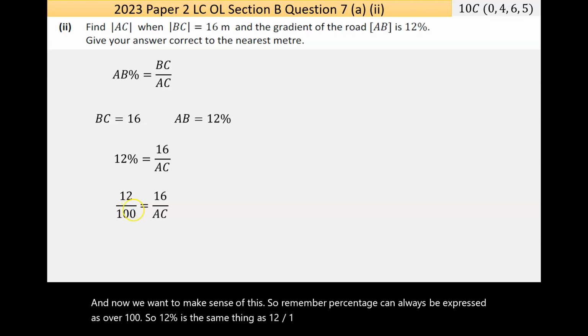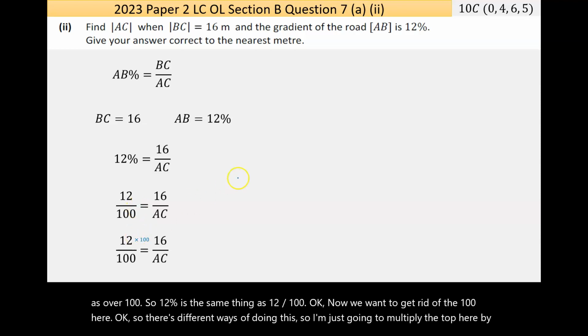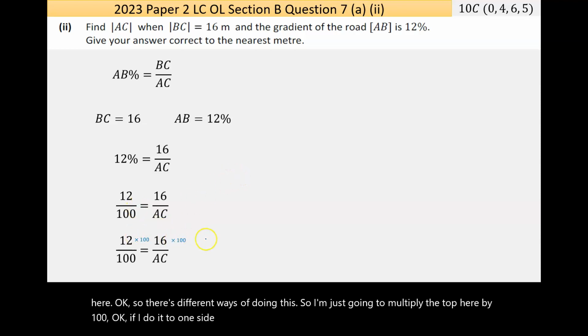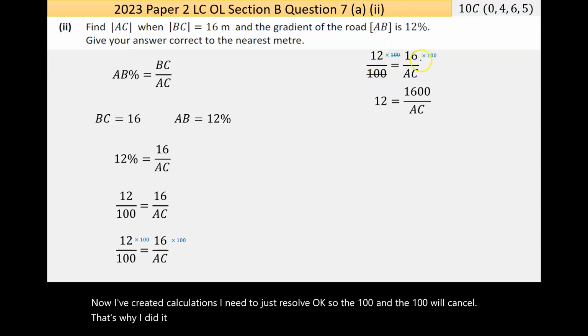Now we want to get rid of the 100 here. There are different ways of doing it. So I'm just going to multiply the top here by 100. If I do it to one side, I have to do it to the other. Now I've created calculations I need to just resolve. So the 100 and the 100 will cancel because that's why I did it. And on the far side, the 100 by 16 is 1600. So I'm left with a slightly simpler statement.